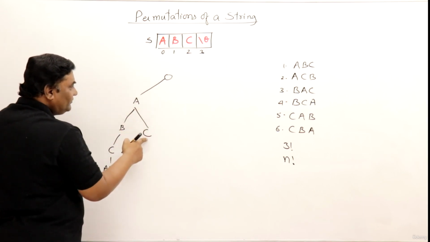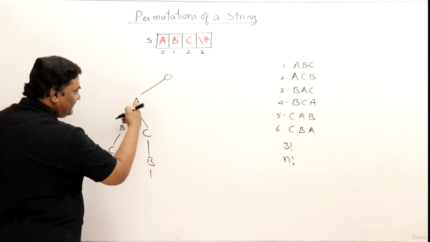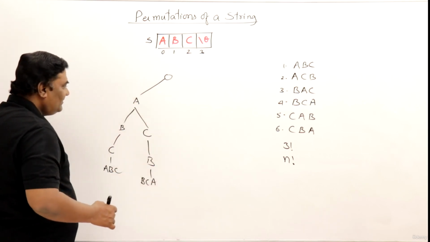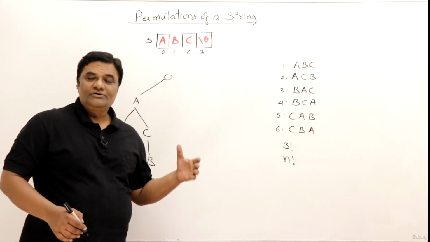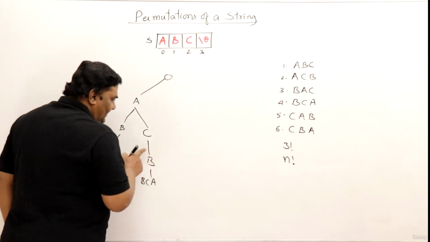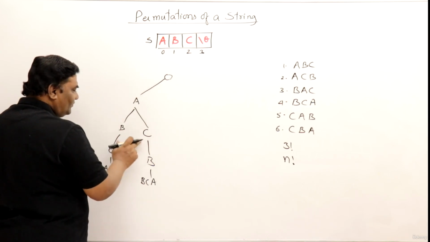Then from A, I have gone to C. So what is remaining? B is remaining. So what is the result? B, C, A. So this is A, C, B. So I got 2 different arrangements, and I can show these arrangements in the form of a tree. After C there was only one letter B, then after A, B and C both are over.